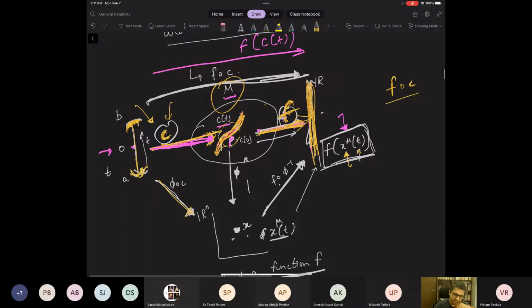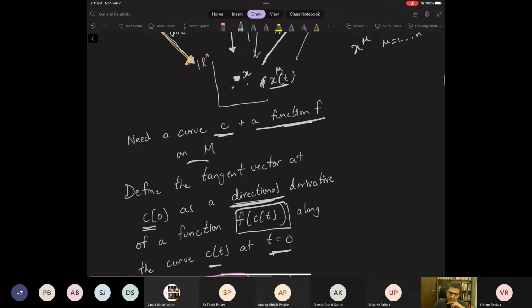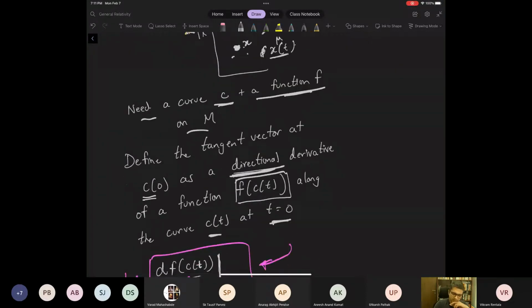Here t is this parameter, which lies between a and b, and x^mu are the coordinates of the point on the curve. So for a given t, there's one point on the curve, let's say here, and then I find the coordinates of that. The coordinates of that are x^mu, where mu goes from 1 through n. So x^mu of t gives me the coordinates of that point, and f of x^mu of t gives me the value of the function at that point on the curve. So we have two things: a curve C and a function f on the manifold.